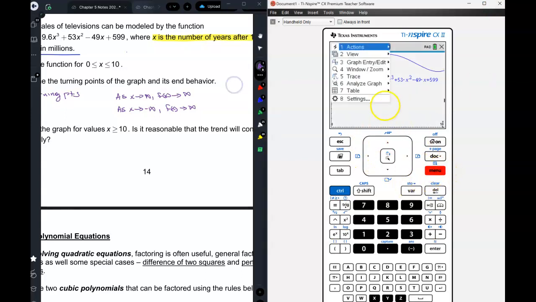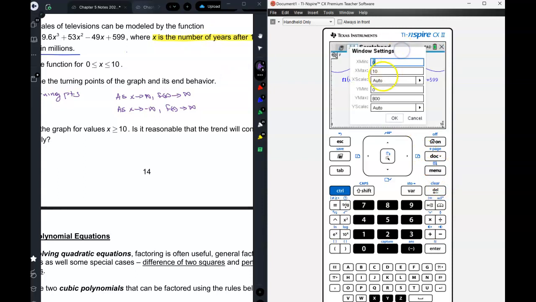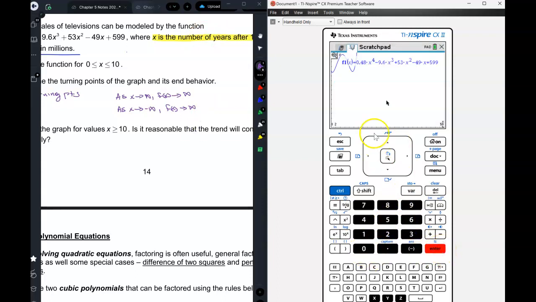So there are a couple ways to do this. Why don't we go to Zoom again? I'm sorry, menu, window zoom. Why don't we go to window settings, and why don't we go to, like, I don't know, 50 years after? Okay? Look at this. Look at how it's just shooting up all of a sudden. Is this a reasonable thing for it to happen?